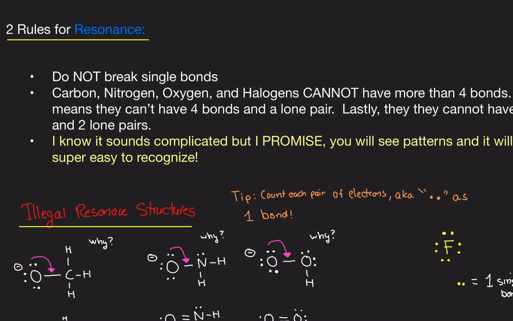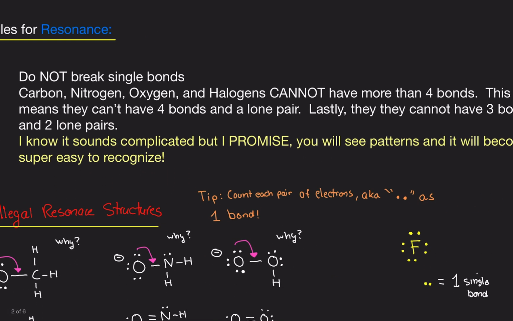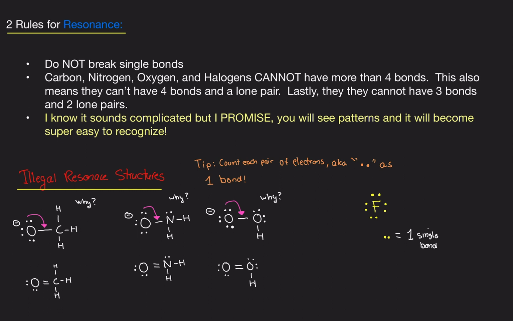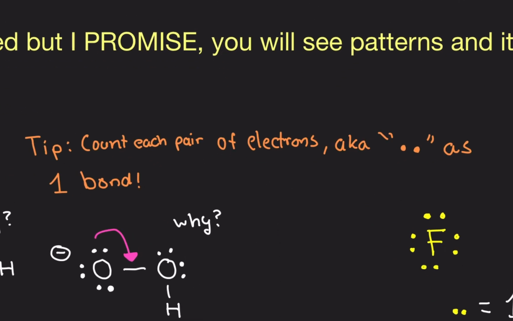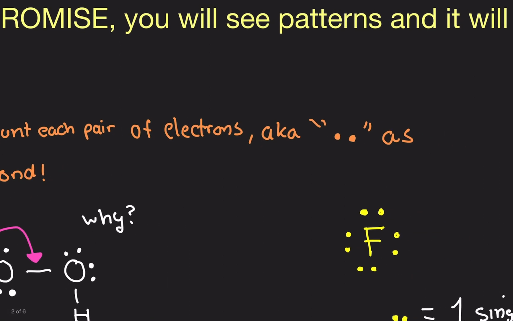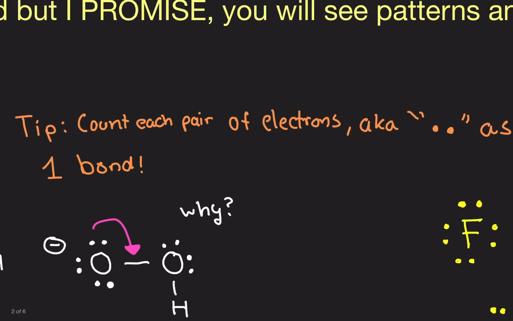In addition, carbon, nitrogen, oxygen, and halogens cannot have more than 4 bonds. This means that they cannot have 4 bonds in a lone pair, and they cannot have 3 bonds in 2 lone pairs. So this sounds a little bit complicated, but I promise it's going to make a lot more sense. So here's a tip. Anytime you see a lone pair or 2 electrons like this, think of them as one bond. Even though they're not, count it as one bond. This is going to help you.